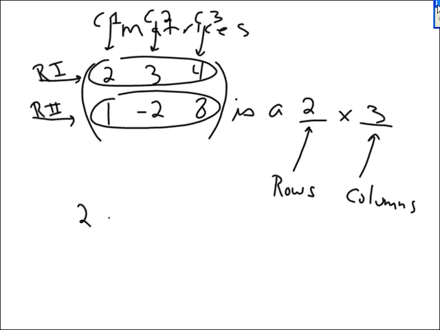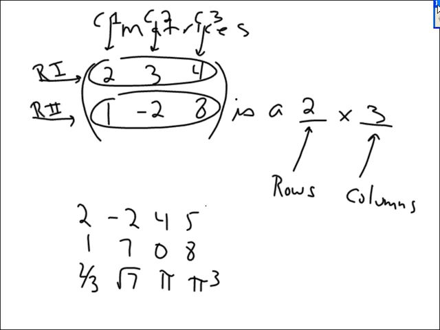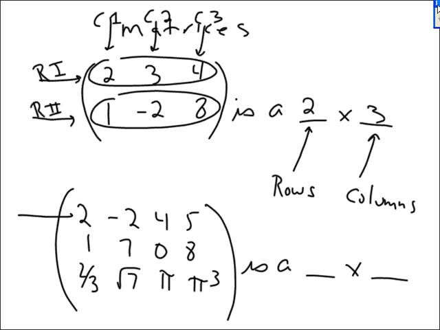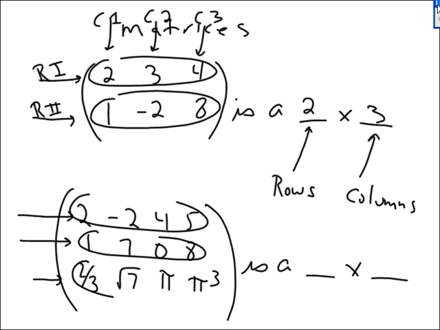If you're given 2, negative 2, 4, 5, 1, 7, 0, 8, 2/3, the square root of 7, pi, and pi cubed. This is a blank by blank matrix. Well, how many rows are there? Straight across is row 1. Straight across from here is row 2. And lastly, row 3. There are 3 rows.